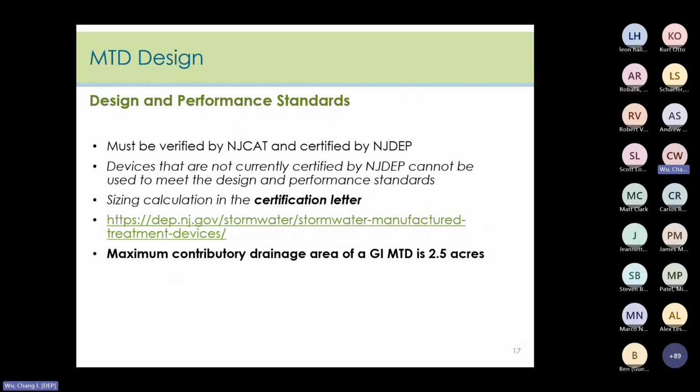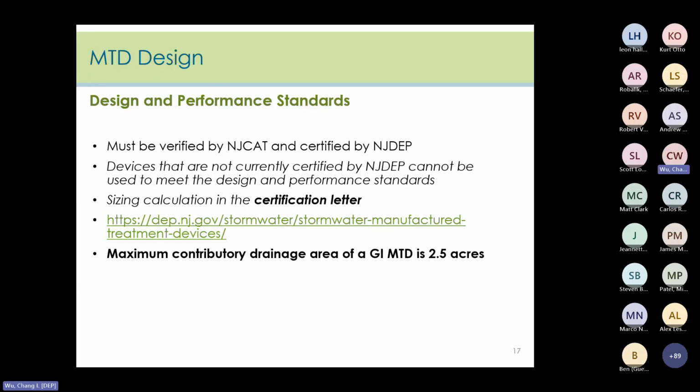And we want to emphasize the review engineer must read the certification letter before you approve the MTD design in a major development. The certification letter provides a calculation method to size and select the appropriate model of MTD. And the maximum treatment flow rate is calculated based on the peak runoff rate from the impervious surface during the water quality storm. So it's often a question what kind of surface should be considered to meet the maximum treatment flow rate, and it should be from the impervious surface.